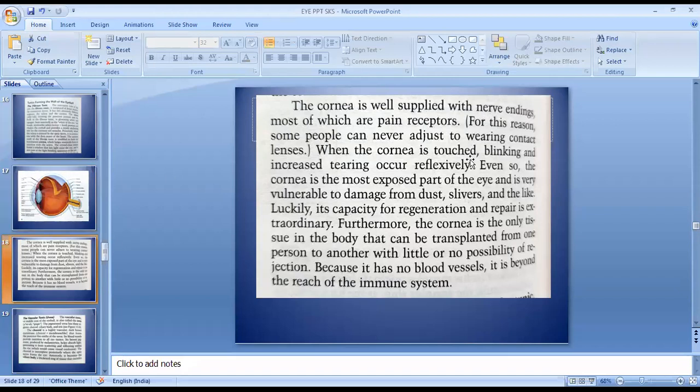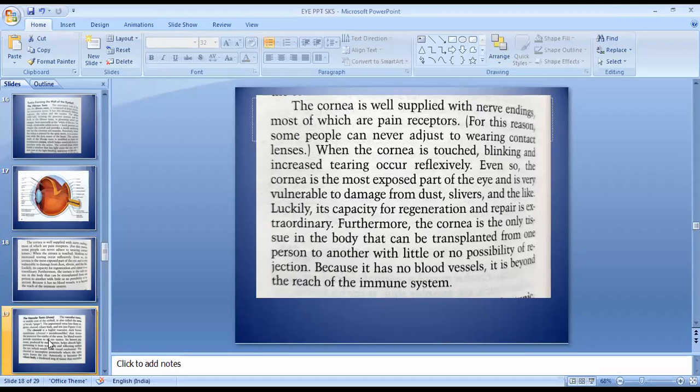When the cornea is touched, blinking and increased tearing occur reflexively. Even so, the cornea is the most exposed part of the eye and is very vulnerable to damage from dust, slivers, and the like. Luckily, its capacity for regeneration and repair is extraordinary. So, therefore, we can realize that it is being repaired.